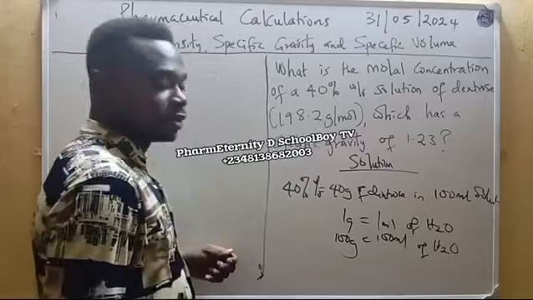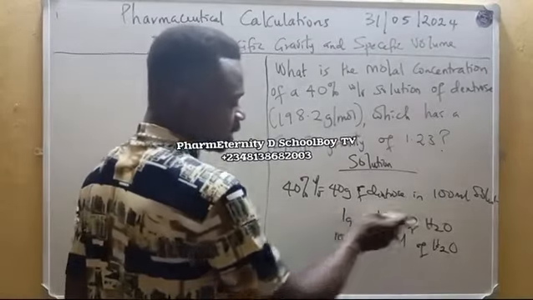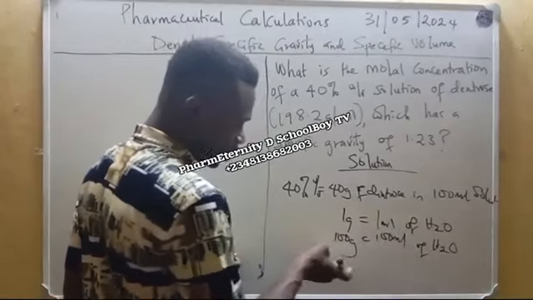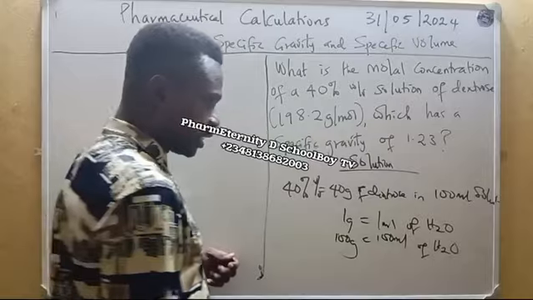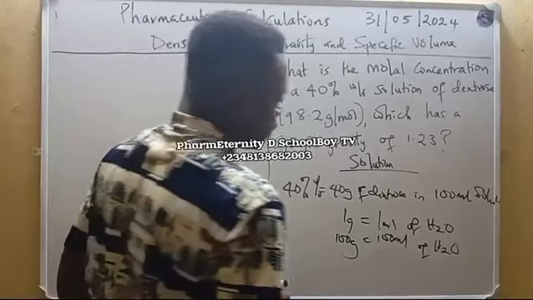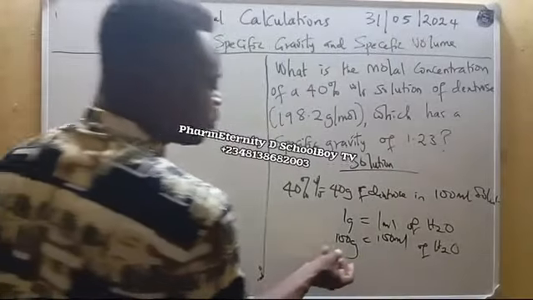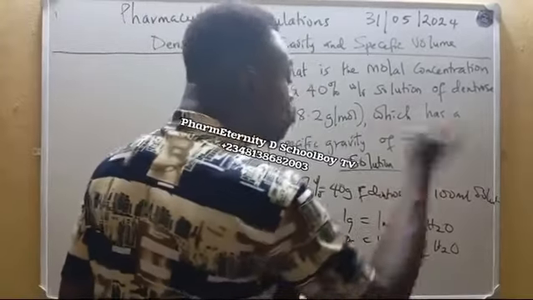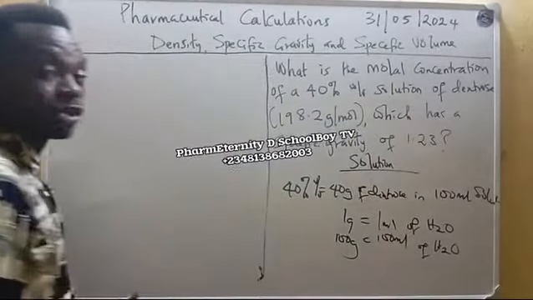That's the meaning. So 1 gram of water is 1 ml of water. Therefore, 100 ml of water will give us 100 gram of water. So, if that is the case, we now find out the weight of this dextrose solution.